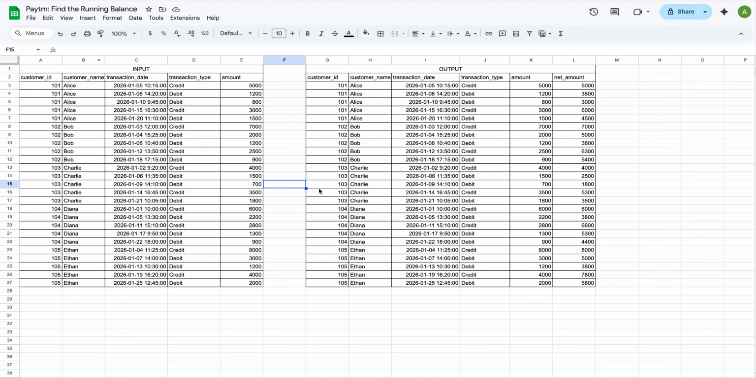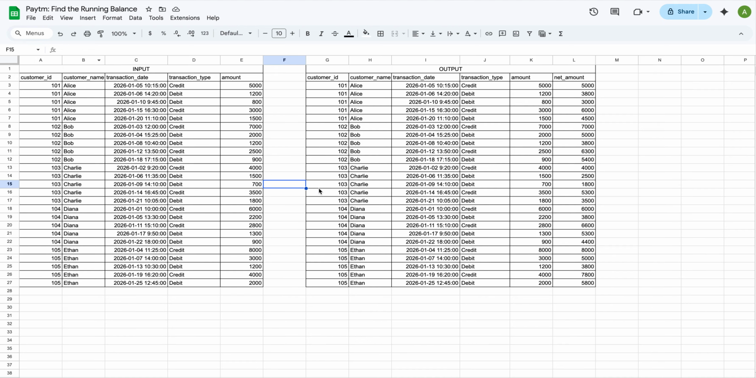I'm going to say case when the transaction type equals credit, then I can simply say amount, else I'm going to say amount multiplied by -1, so it will give me a negative value, as CD amount, credit debit amount. I'll hit run and this is what I get.